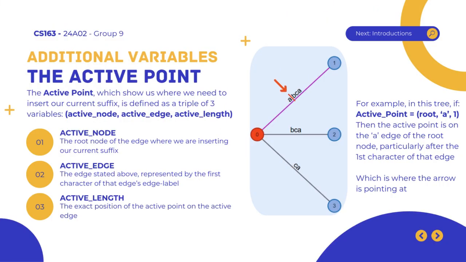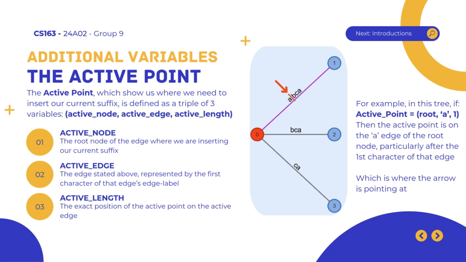Next is the active point. The active point is a triple of 3 variables. First is the active node, second is the active edge, and lastly is the active length. The active point shows us where we need to insert our current suffix.